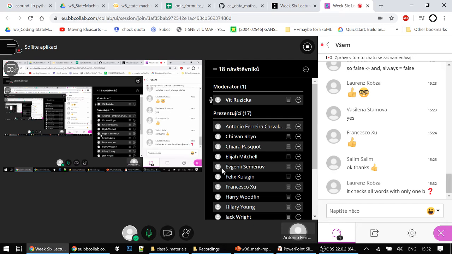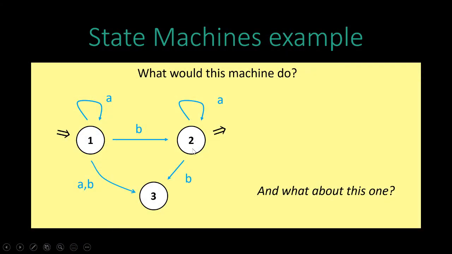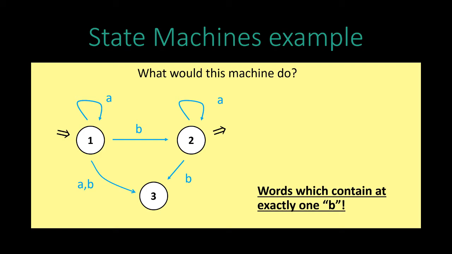Okay, yeah, awesome. Basically yes. Whenever it reads more than one B, it will jump from here to here and then be in a death state, and it doesn't move on again. So this is a sort of filter which will just accept words which have exactly one B.